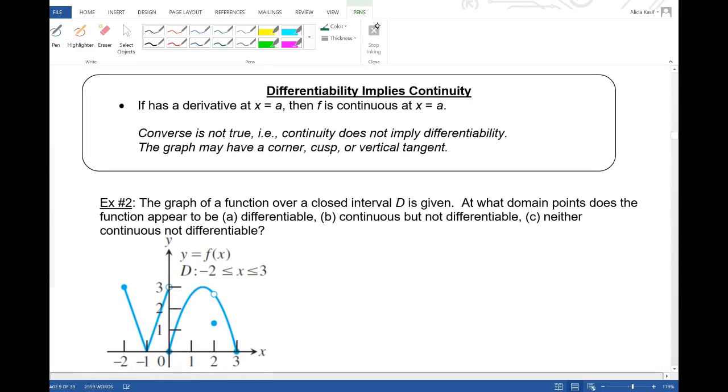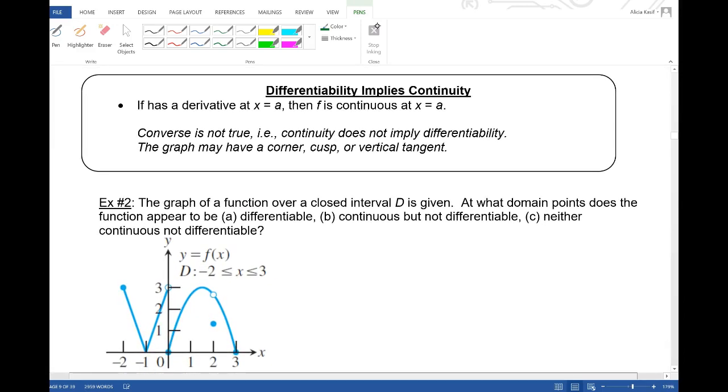Okay, so differentiability implies continuity. So if you know it has a derivative, then the function has to be continuous. If I say it has a derivative at a, then it has to be continuous at a. The other way around, not true, because we have these exceptions: corner, cusp, or vertical tangent, which we had on the first page of the notes.